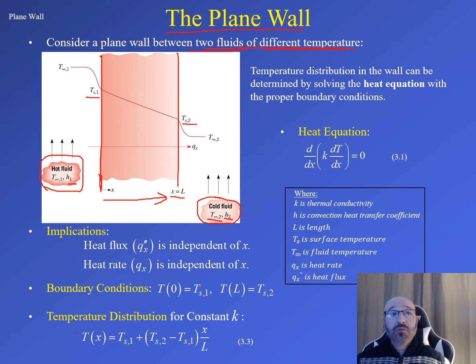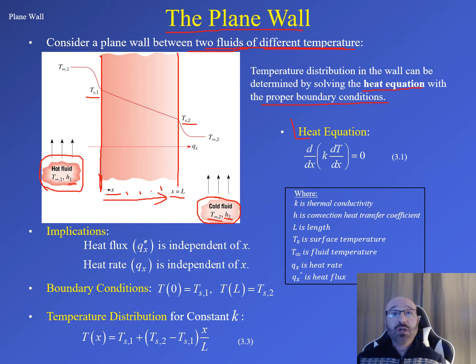So oftentimes we'd be interested in what is the temperature at some distance in this x direction within our wall. So this is our temperature distribution. Temperature distribution in a wall can be determined by solving a heat equation with the proper boundary conditions. That's something important here, that we are looking at the proper boundary conditions. Whether it's given in the problem statement or we can infer those from the diagram, those need to be established in order to use this.